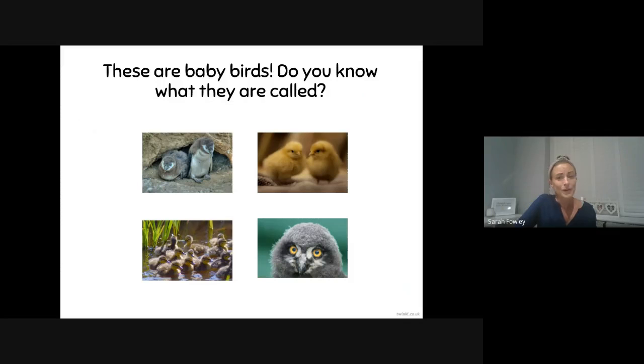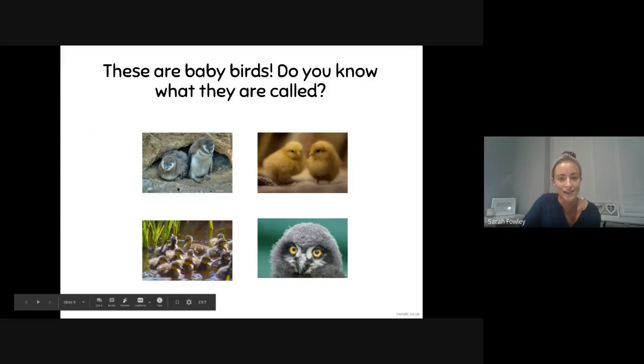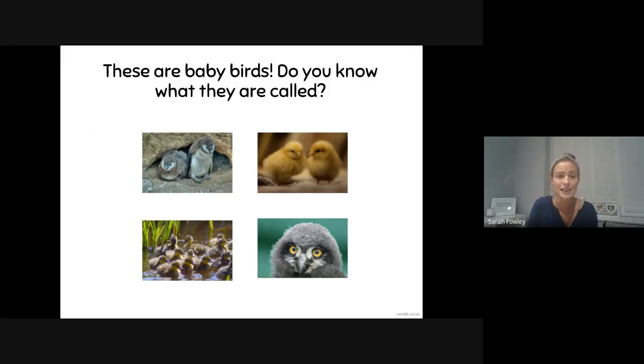These are baby birds. Do you know what they're called? You might know their adult names, but do you know their baby names? So the first picture here, which you guys know so much about because this was our last topic, is a penguin. But what is the baby name for a penguin? Think back just before Christmas. What did we call those baby penguins?